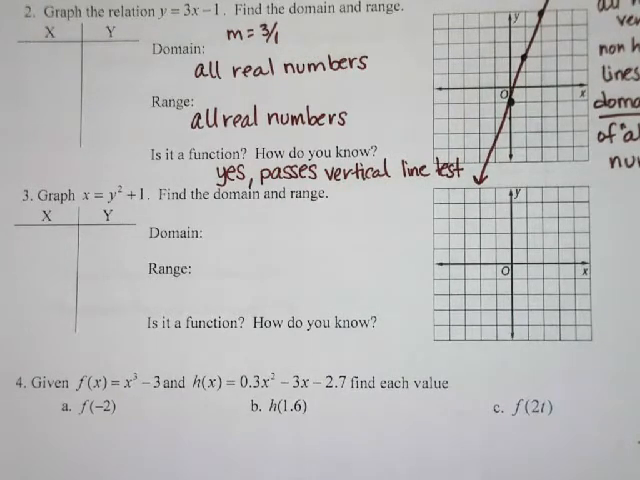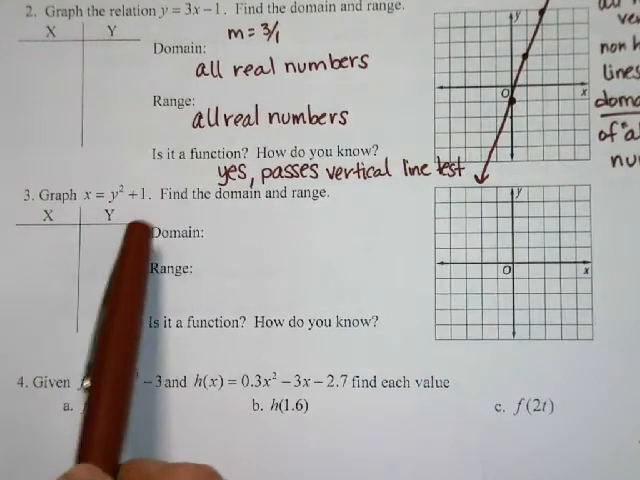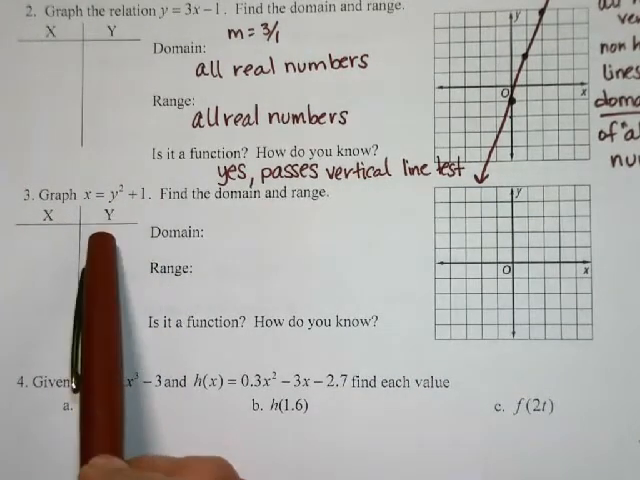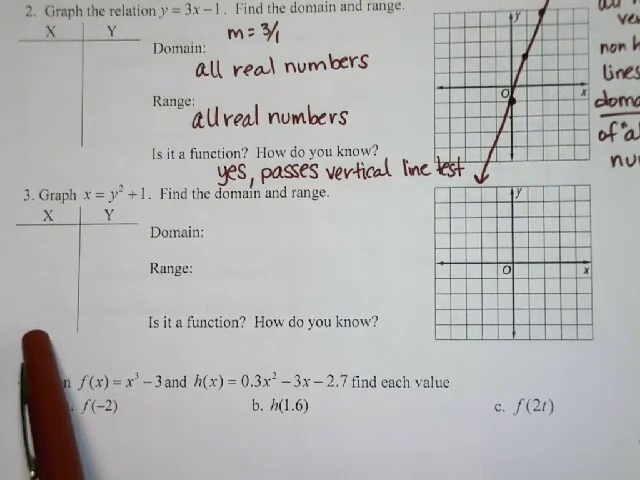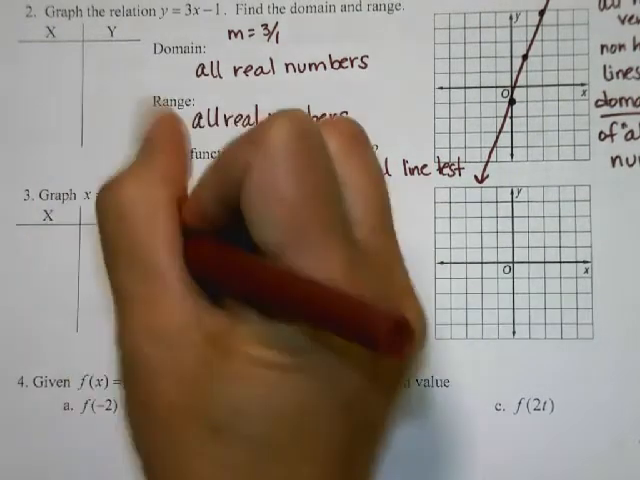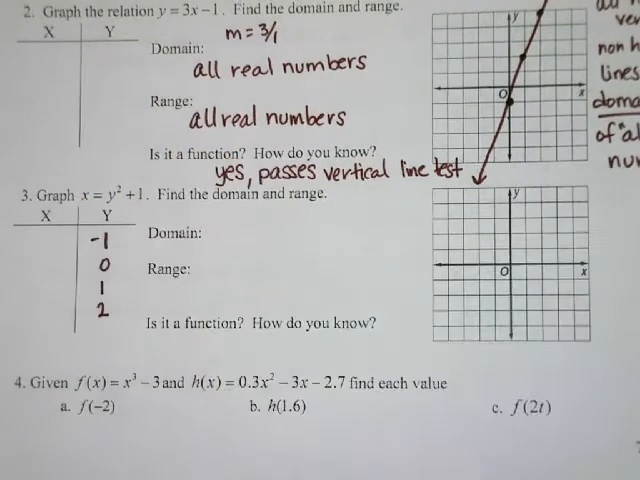Okay, maybe we should use our t-table. What do you think? I think that's probably a good idea. Let's just pick some numbers and see what happens to our graph. Now, when we do that, because this guy is in x equals form, let's pick the y values so that we don't have to do a whole lot of rearranging. So I'm going to pick things like -1, 0, 1, 2. So let's just see what happens.